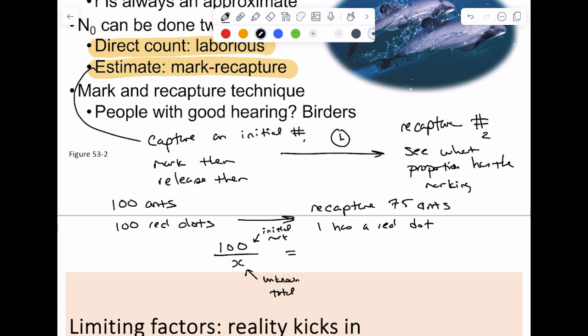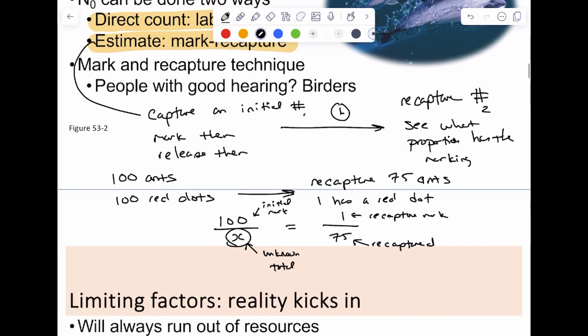Assuming that they're not reproducing on me and they're not all dying on me or leaving the area, they're kind of staying put and they're within an area that I can recapture, what I should expect to see is the equal proportion, which would be one that was marked, so this is a recapture mark, compared to the 75 that were recaptured. Then all I have to do is solve for x. And what would I see in this case? X is 7,500.